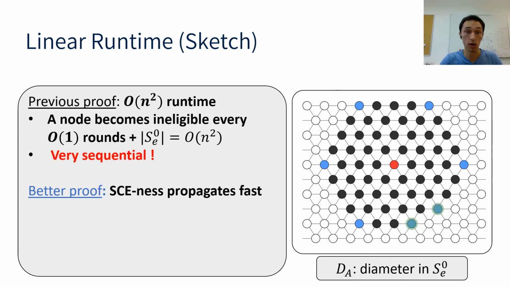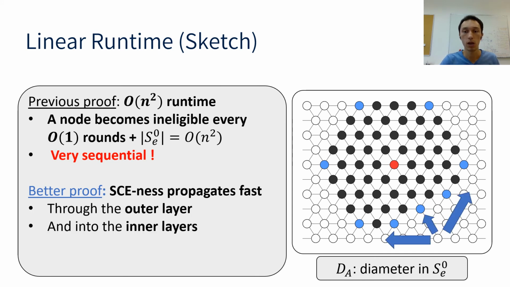These nodes are also removed within an additional O(1) rounds, and when that happens, you have two new SCE nodes on the fourth layer, as well as a new SCE node on the third layer. And we can see here that the SCE-ness propagates throughout the outer layer as well as into the inner layers.